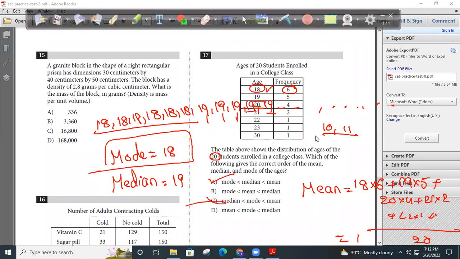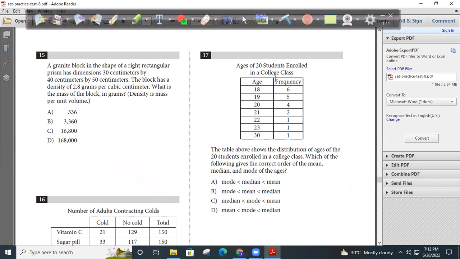You know how to find mean: sum of the terms by number of terms. Sum of the terms is so simple, 18 into 6. Very good. Most of you have given me the correct answer. So the answer for this one should be A, for Agra.